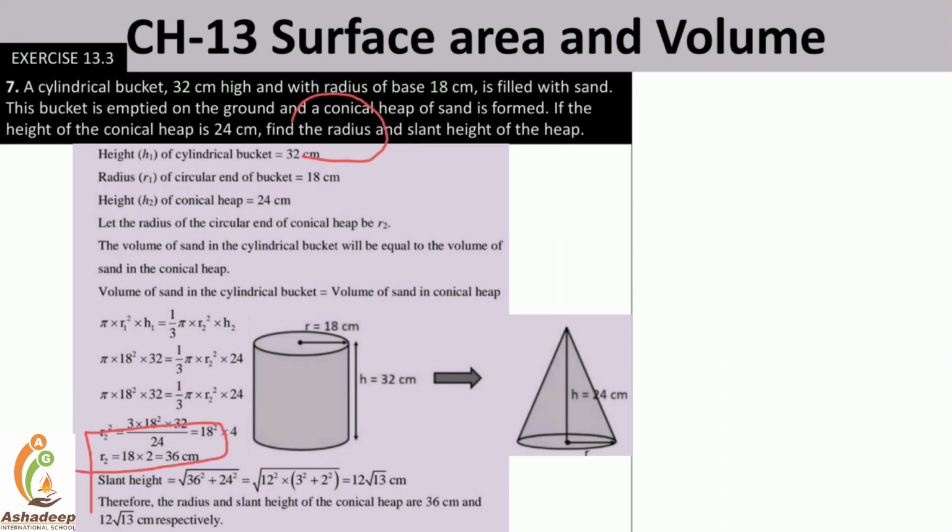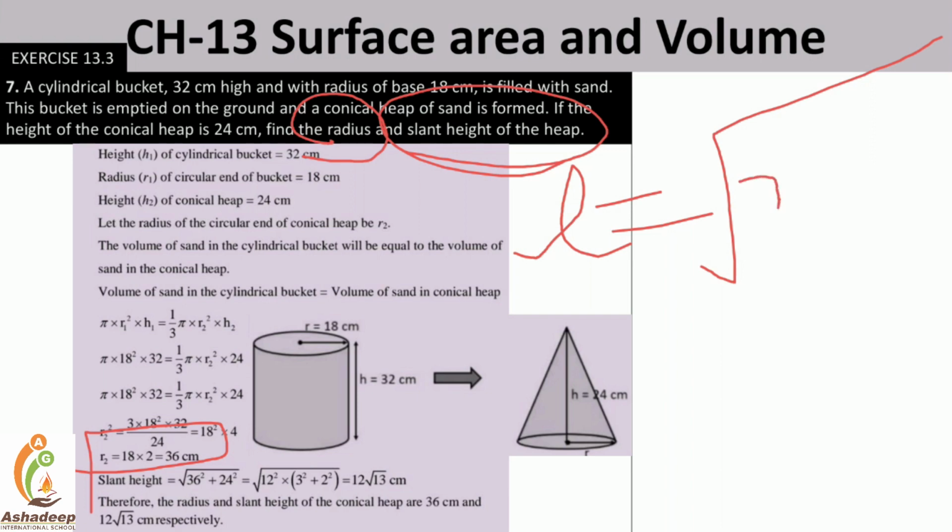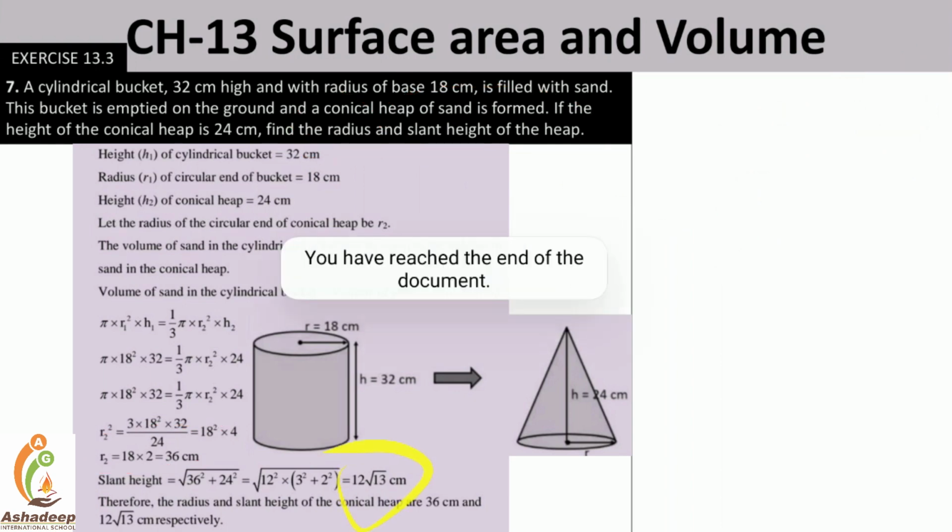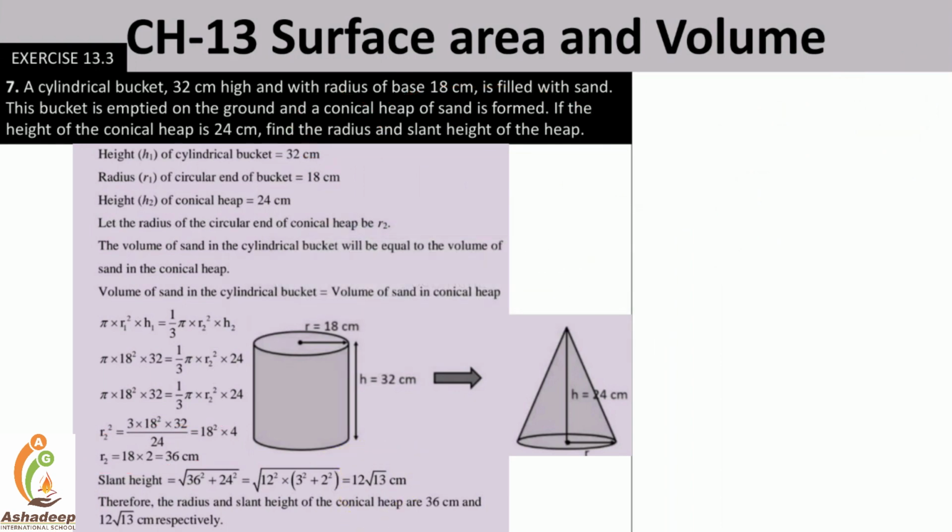Find out the radius and the slant height. Another thing we have to find out is the slant height. In the very first lecture we saw the formula of l, which is the square root of r square plus h square, right? You just go through that formula and you will get this answer, right? So therefore the radius and the slant height of the conical heap are 36 and 12 square root of 3, right?